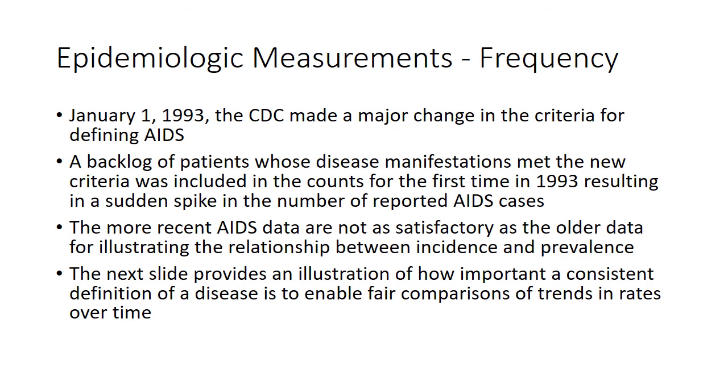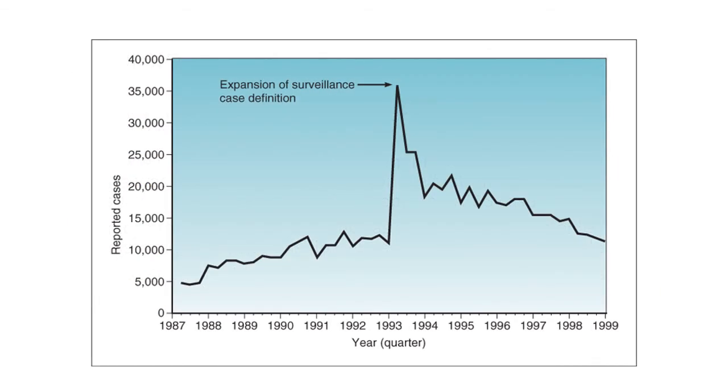And so you can see on the next slide how we can illustrate just how important a concept the consistent definition of a disease is to make fair comparisons of trends and rates of disease over time. So you can see here, this would be the reported cases of AIDS in the U.S., going by quarter through the different years. You can see it goes through, pretty consistently increasing. And then all of a sudden, when you get to 93, we change the definition. All of a sudden, a ton of people got reported, right? It is very difficult to make any inferences about the changes in rate based on these new definitions, because a lot of these people probably still had the disease, they just weren't being captured.